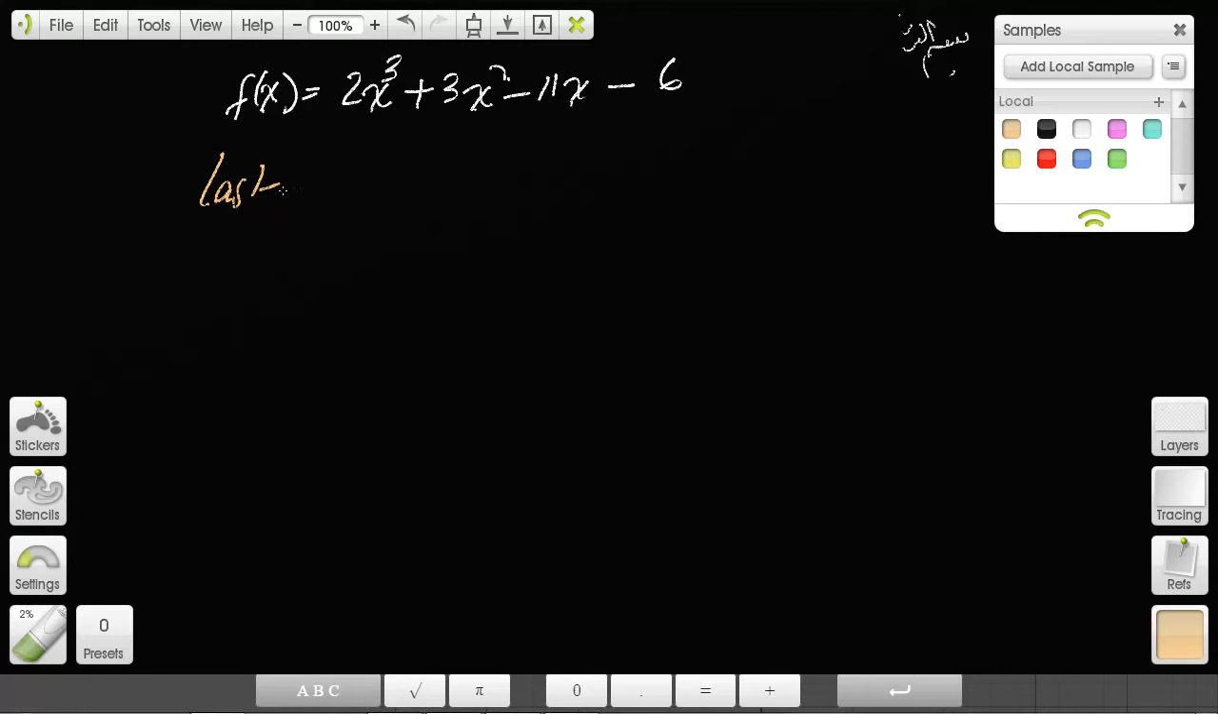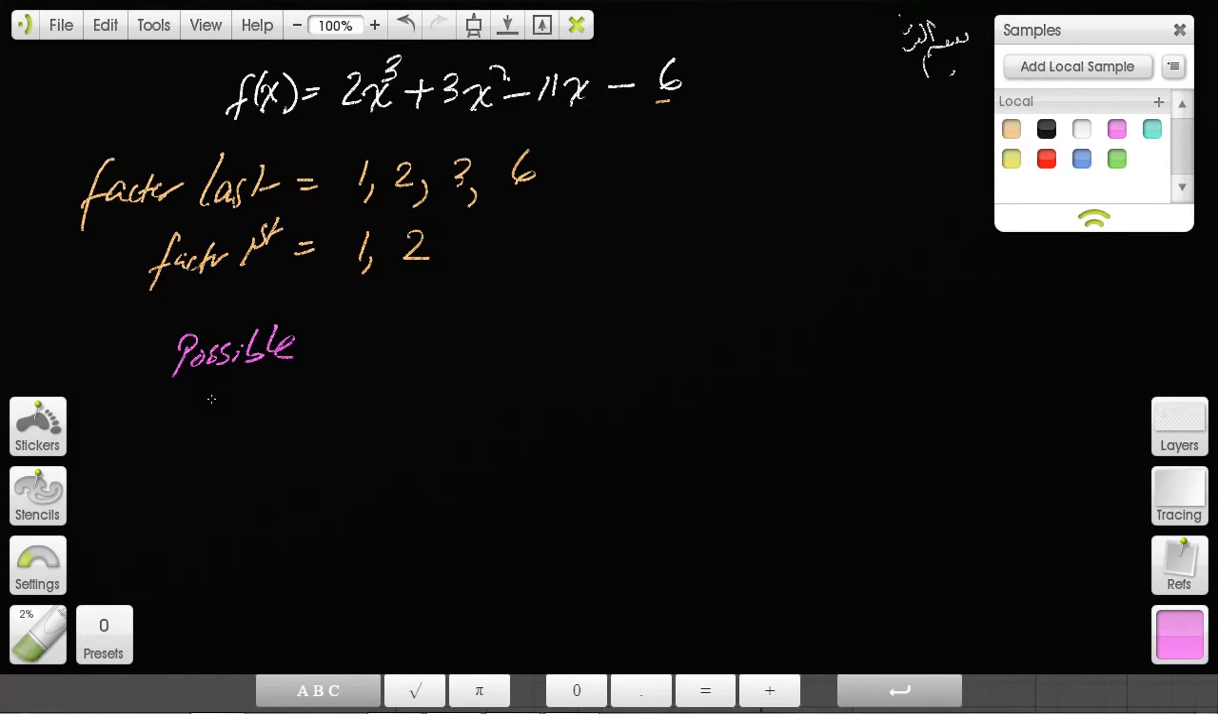So let's do factors of the last term, okay? Here it's 6, so it's going to be 1, 2, 3, and 6, right? And you don't have to worry about plus or minus because in the end they're going to be plus or minus. Now we have factors of the first term. In this case, it's 2. It's going to be 1 and 2. Now what you do is find all possible zeros. So here are the possible zeros. Now you're going to have to test them all out, see? But here's at least a list of all potential zeros, okay?